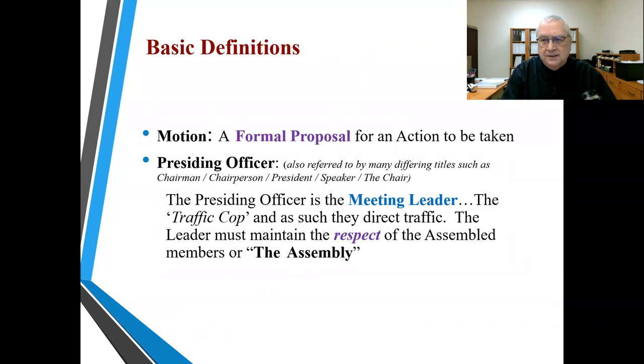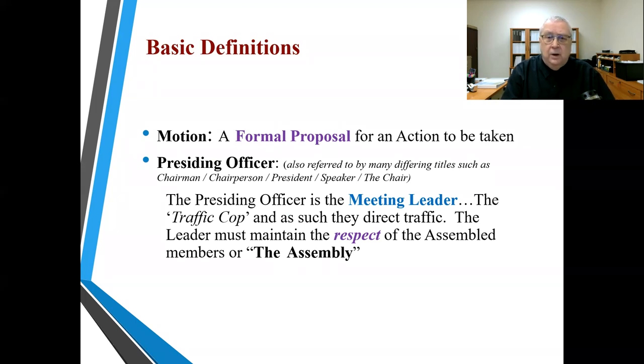First, there's a concept called a motion. A motion is a formal proposal for action. That's all it is. It is a proposal. And so the process is that the presiding officer calls for any individuals in the assembly to be recognized. Someone indicates that they wish to speak. The chair recognizes them, they rise, and they have the right to initiate a formal motion, a main motion, which is a formal proposal of some kind.